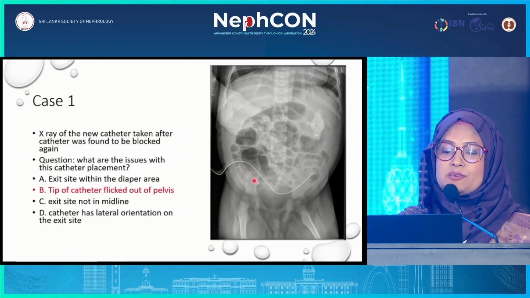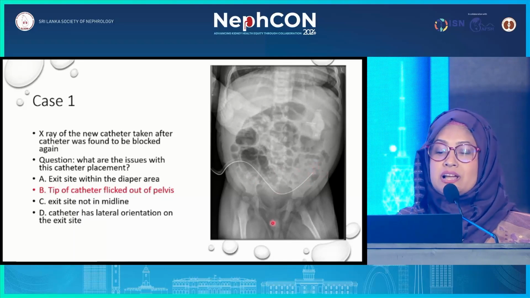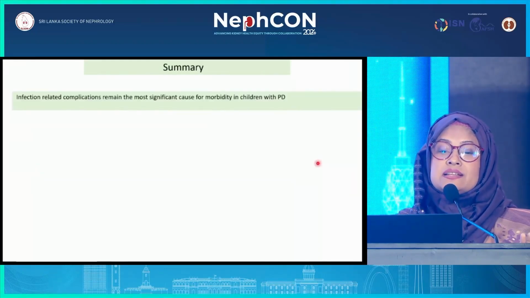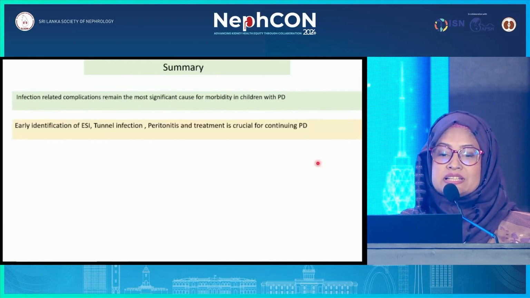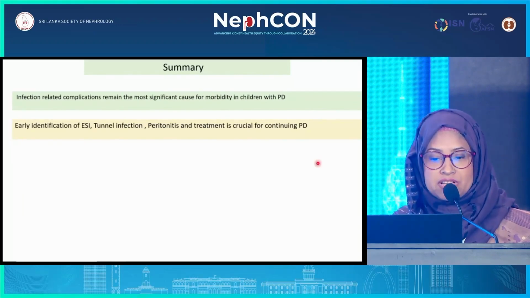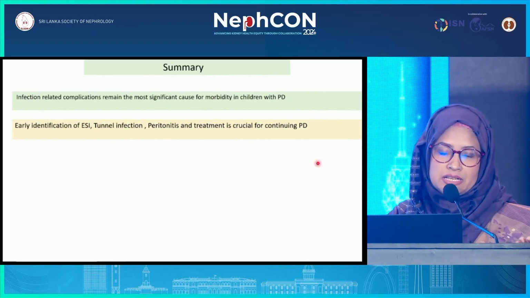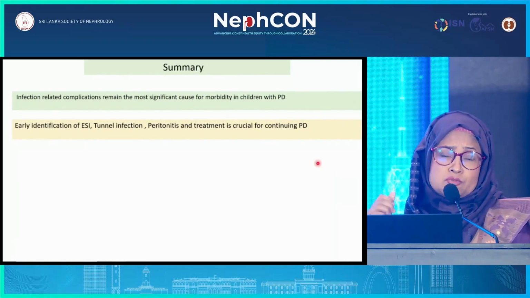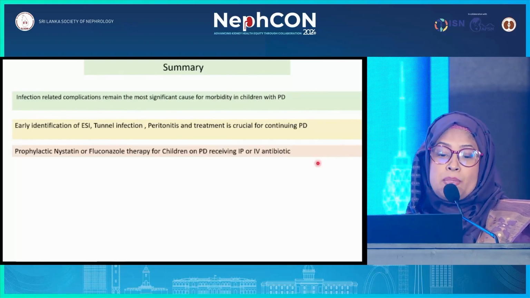So the tip of the catheter is flicked out from the pelvis so that it's blocked. So in a nutshell, infection-related complications remain the most significant cause of morbidity in children with peritoneal dialysis. Early identification of exit site infection, tunnel infection and peritonitis is crucial for continuing PD.